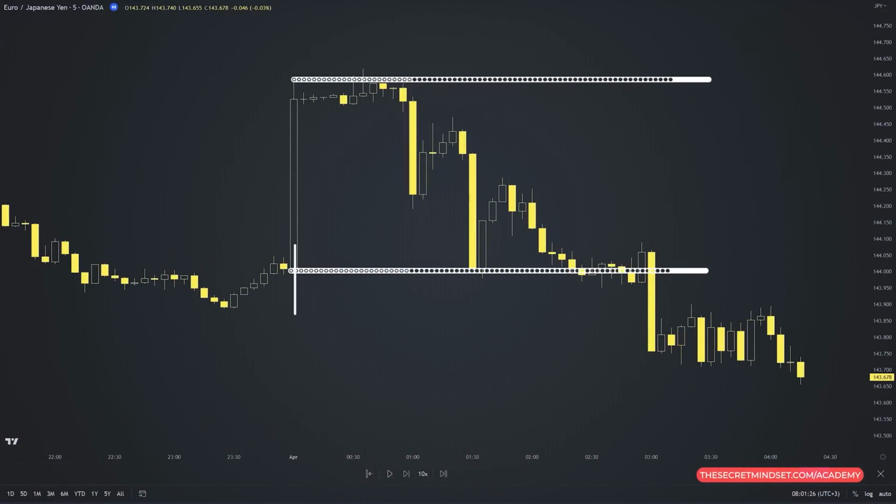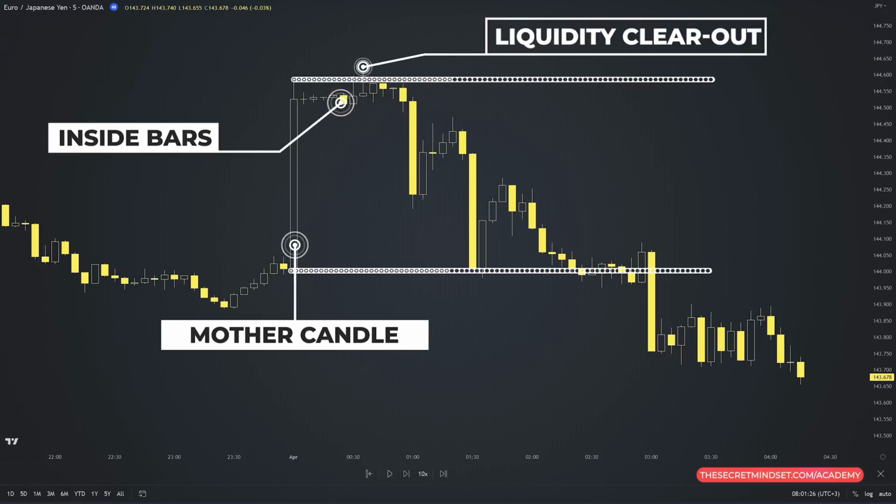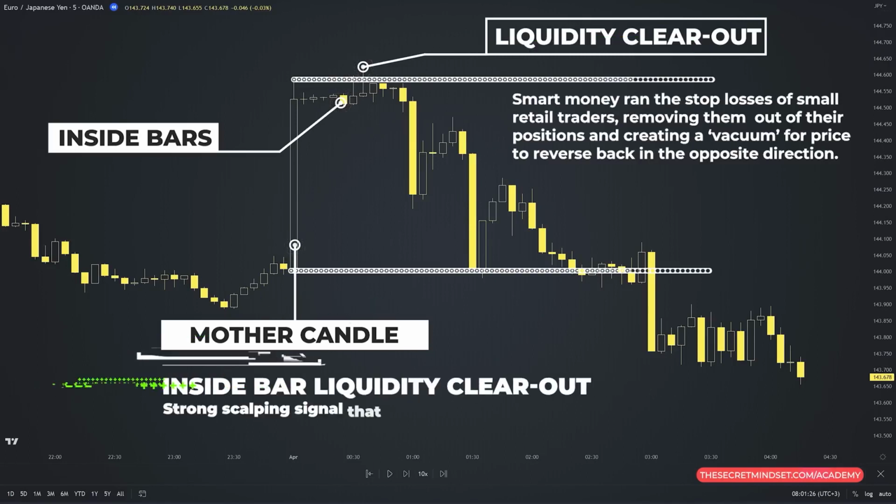Price initially breaks from an inside bar or consecutive inside bars, but then snaps back the other direction, creating a false break of the inside bar structure, a liquidity clearout. Smart money ran the stop losses of small retail traders, removing them out of their positions and creating a vacuum for price to reverse back in the opposite direction.